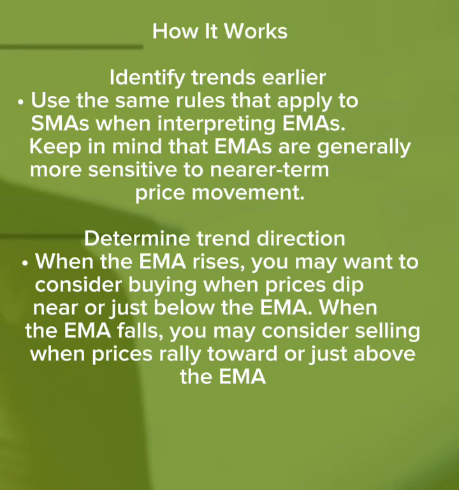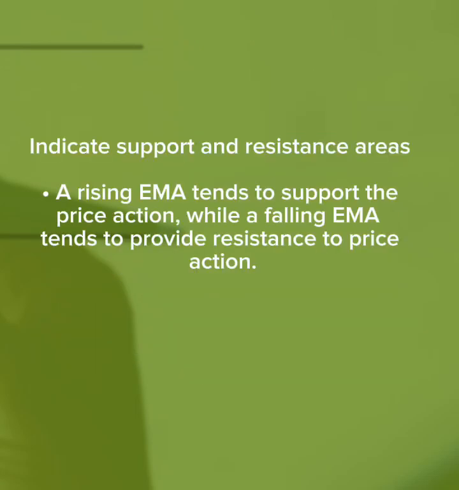Determine trend direction. When the EMA rises, you may want to consider buying when prices dip near or just below the EMA. When the EMA falls, you may consider selling when prices rally toward or just above the EMA. Indicate support and resistance areas. A rising EMA tends to support the price action, while a falling EMA tends to provide resistance to price action.